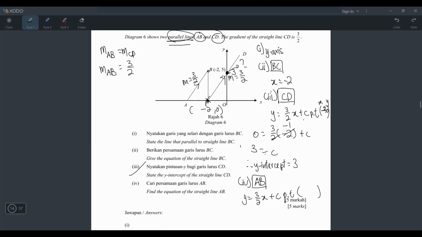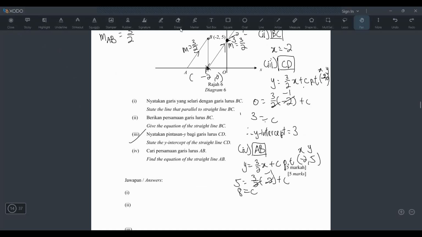This time I will use point B, because the line passes through B. So x I will substitute -2, y I substitute 5. So 5 equals 3/2 times -2, plus c. Cancel, -1, -3 plus 5. 5 plus 3 is 8, so c is 8. But don't stop here, they want the equation, so rewrite this: y equals 3/2x plus 8. Okay, so that's how you do it. That's how you get full marks.